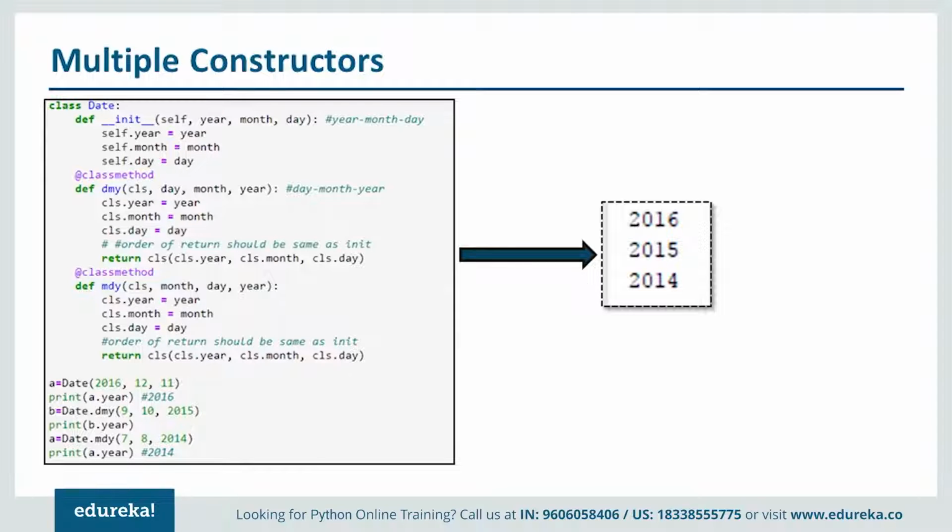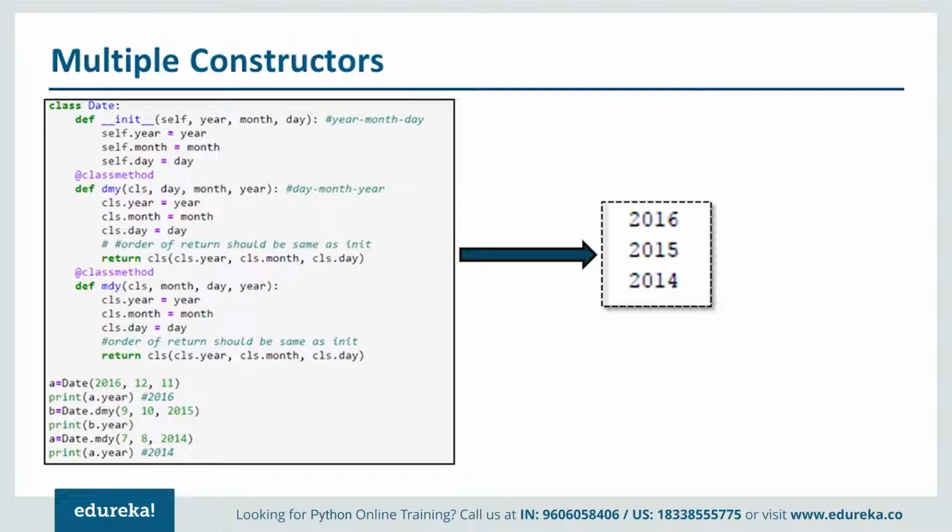Similarly, if we don't want to go for the constructors, we want to go for some other class methods. So in this case I am saying b is equal to date dot dmy, and in there I am giving the day value as 9. Now you can see the parameters themselves are different. The position of the parameters is different here.